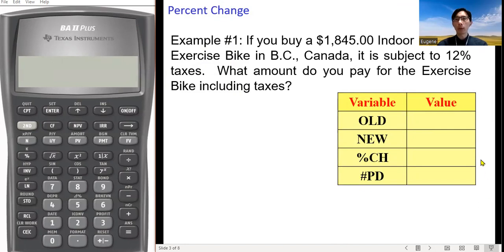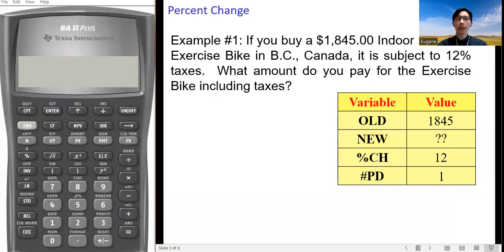The variable old, this is the amount before tax. So the value is 1,845. And then the variable new, we need to compute it, the amount after tax. And then the variable %CH, this corresponds to the 12% taxes. We key in the number 12 without the percent sign. And then the number of consecutive periods involved here is 1. So the variable PD is 1.